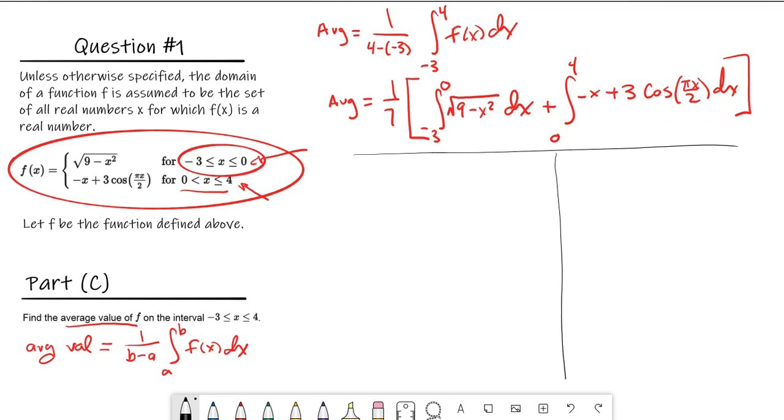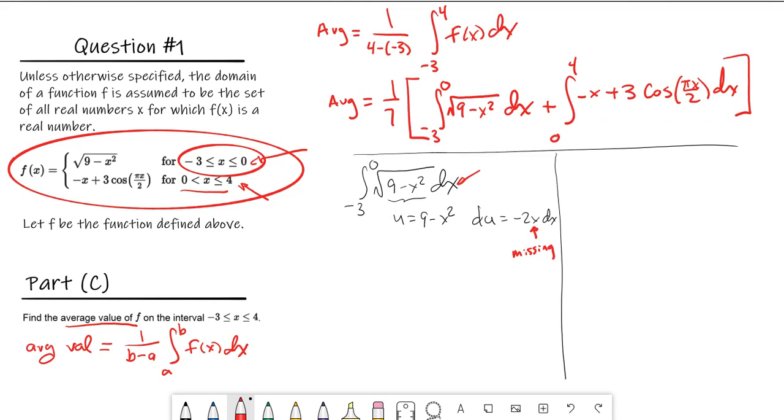So on the left side, this integral, we see that if we try to use u substitution, if we let u be 9 minus x squared, then du would have to be -2x dx. And the problem is that we do not have any x's on the outside of the radical that we can pair up with dx. It's a missing piece of our puzzle. So we say we can't use the u substitution technique. That's not going to work.